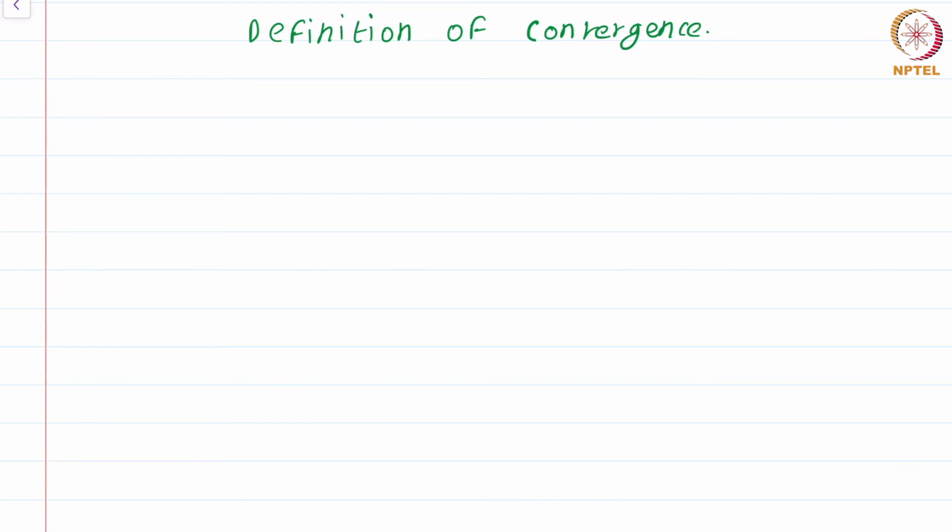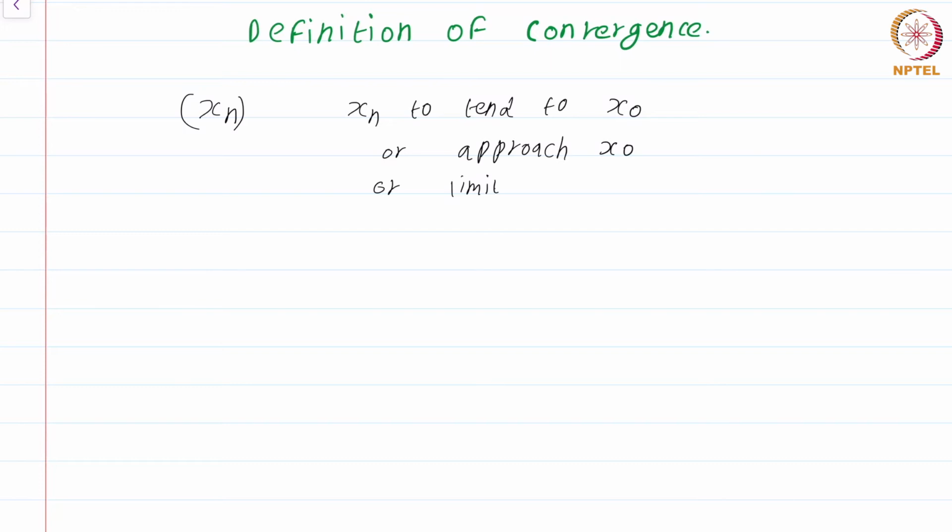We are given a sequence xn and we want to define what it means for xn to tend to some x naught, or approach x naught, or limit of xn being x naught. These are the various phrases we use to describe the same thing.